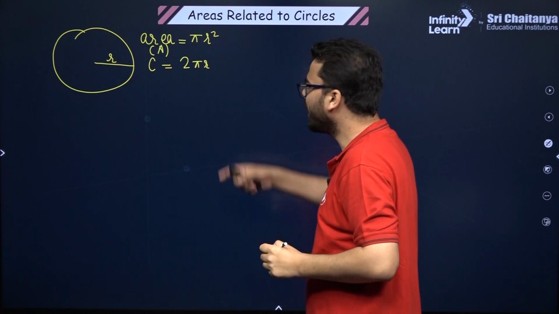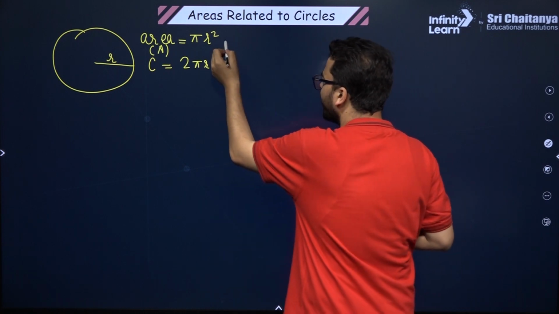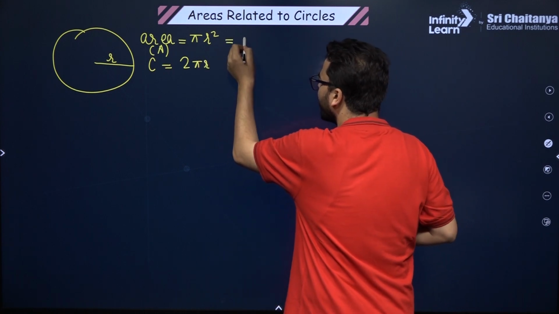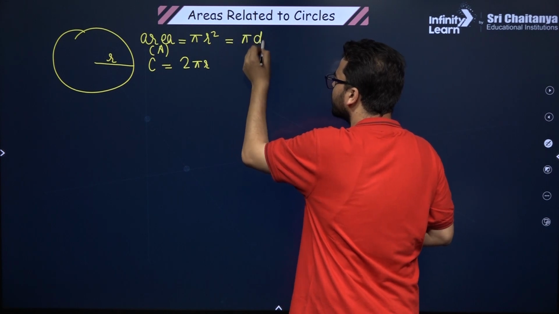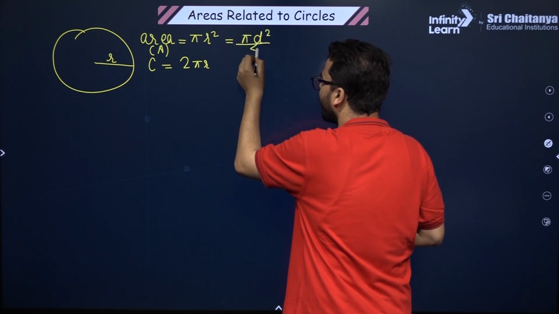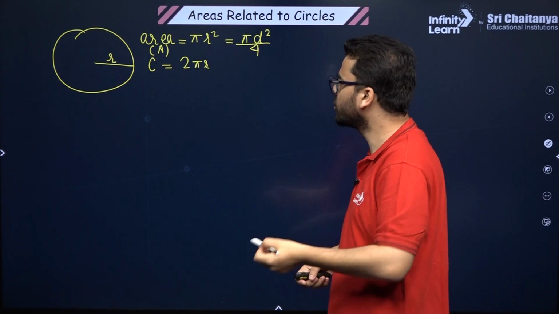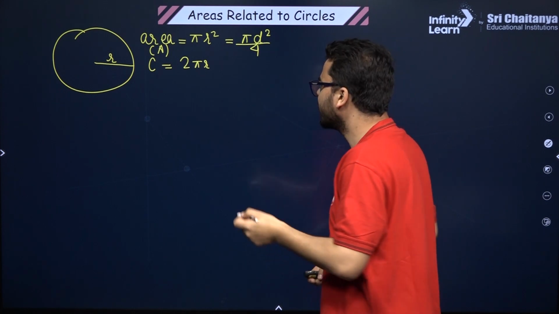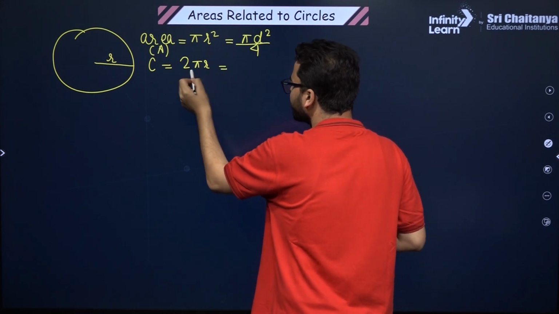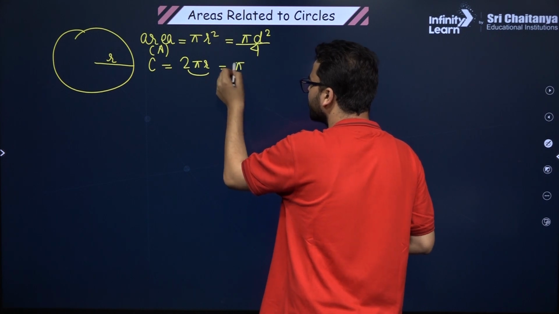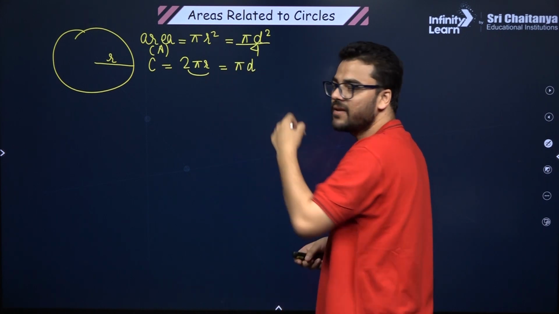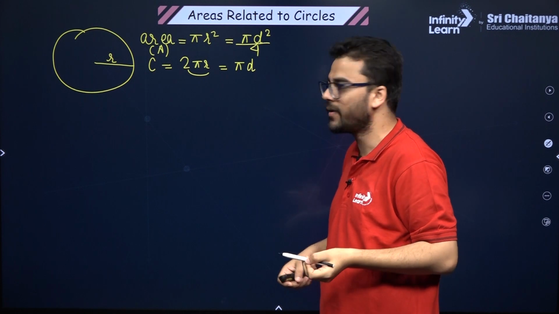Yes? So many a times you write it like this as well, depending upon the use. In place of r you can write diameter by 2. So this can be written as pi d square by 4 as well. It depends on the use. So I hope it is clear. Now over here as well, in place of 2r you can write diameter. So this is pi d. Many a times it will help you save time. You can do questions quickly.